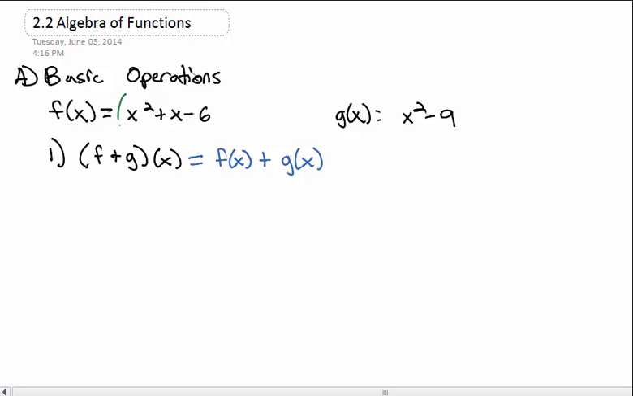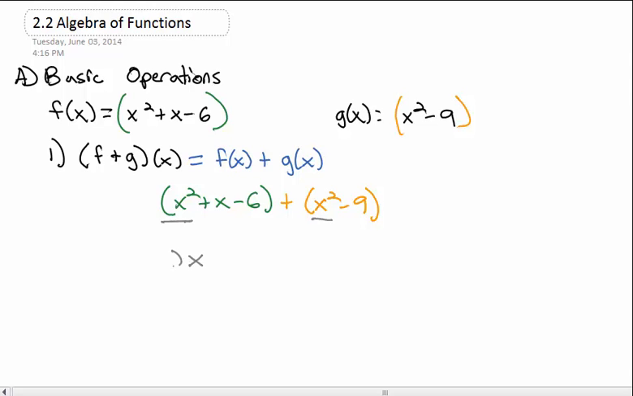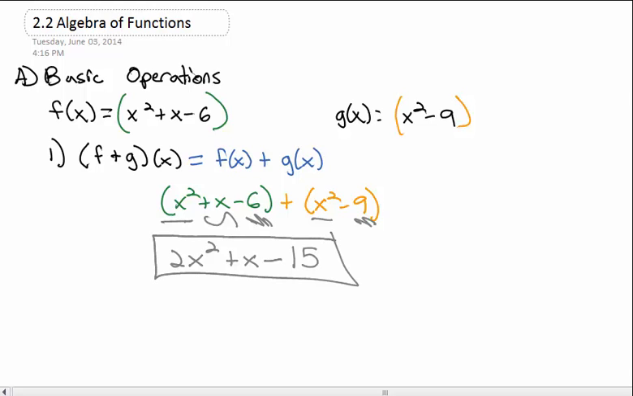So f of x, that's this first one, the x squared plus x minus 6, and we'll always put it in parentheses when we make this substitution. And we add the g of x function. Well, g of x is this x squared minus 9. And then from here, all we have to do is any simplifying that comes out of it. Since we're adding, the parentheses don't really matter, so we'll combine like terms. x squared plus x squared is 2x squared plus an x, and then minus 6 minus 9 is minus 15. And we have now added these two functions together.